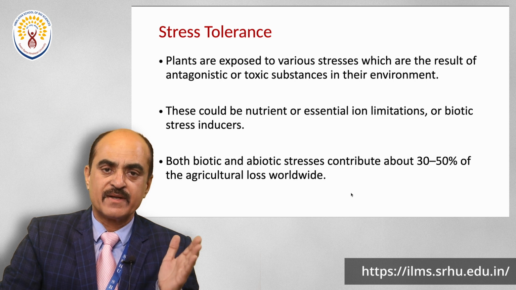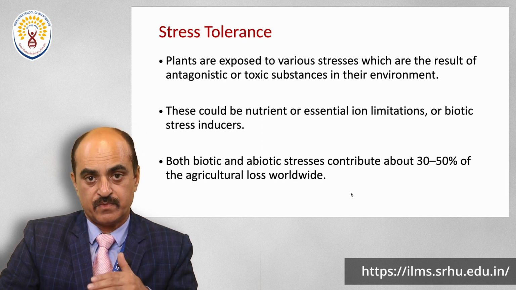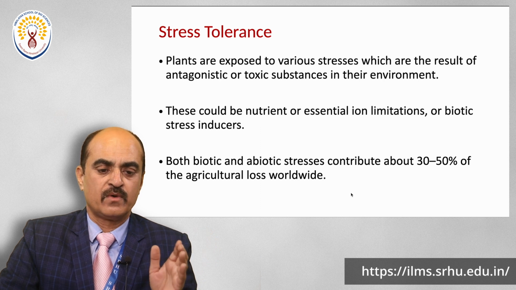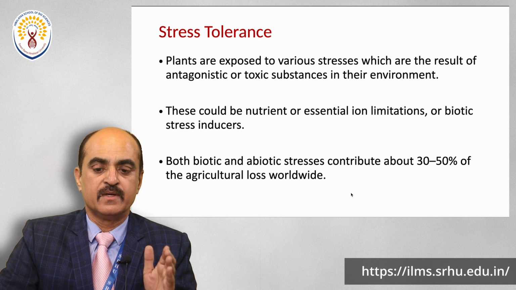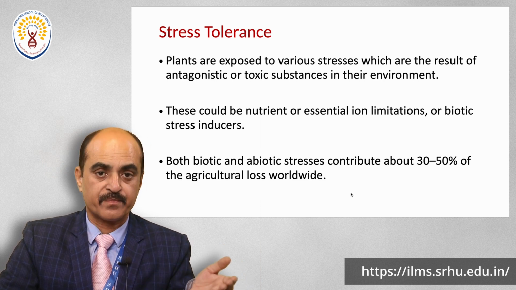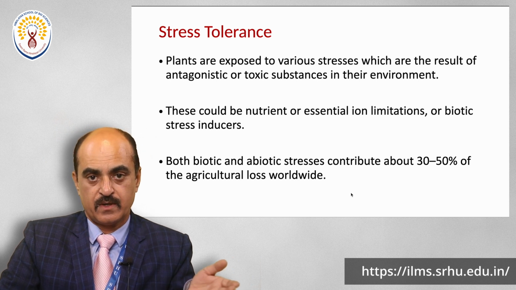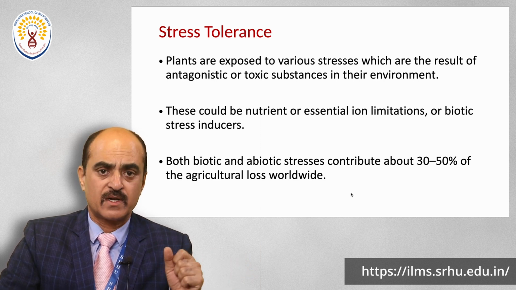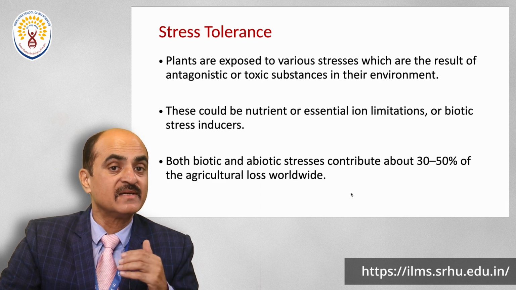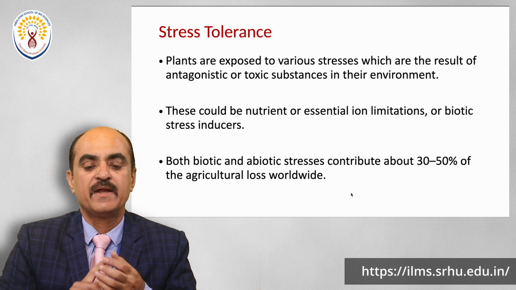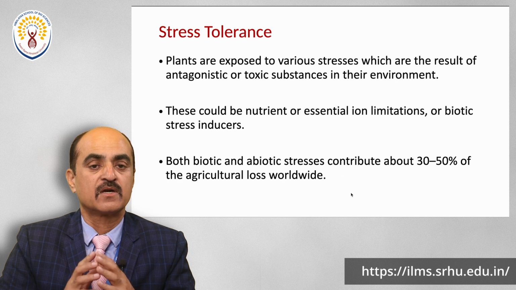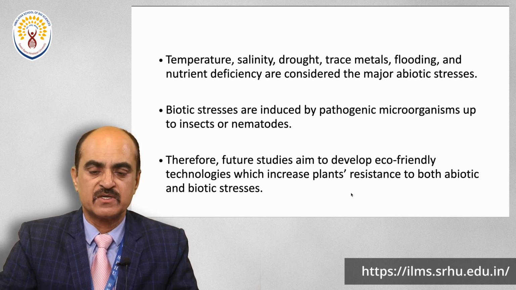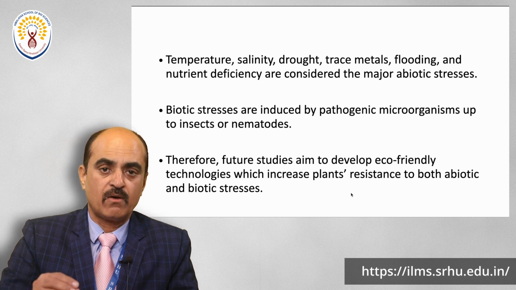Now, abiotic stress is one of the different stresses, the non-living stresses. So we discuss the stress tolerance. When the plants are exposed to diverse stresses, which are the result of antagonistic or toxic substances in the environment, these could be anything: higher temperature, low temperature, high salinity, low salinity, high pH, low pH, excessive concentration of toxic metal ions, and other things. There could also be nutrient or essential iron limitations, and there could be some biotic stress inducers also. So both biotic and abiotic stress contribute about 30 to 50% of the agricultural loss all over the globe. As we have discussed before, the temperature, the salinity, the drought, the trace metals, even the flooding, the nutrient deficiency, they all are considered abiotic stress.